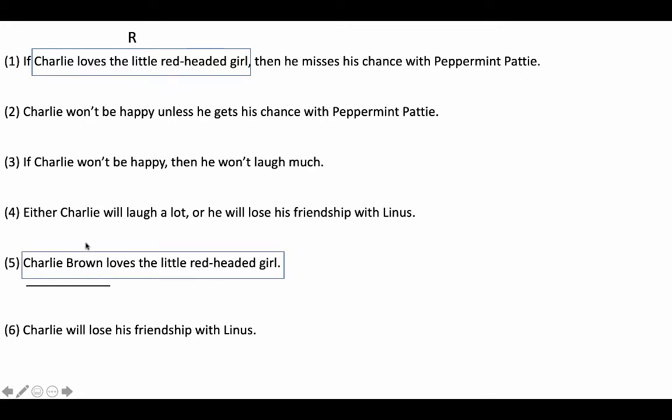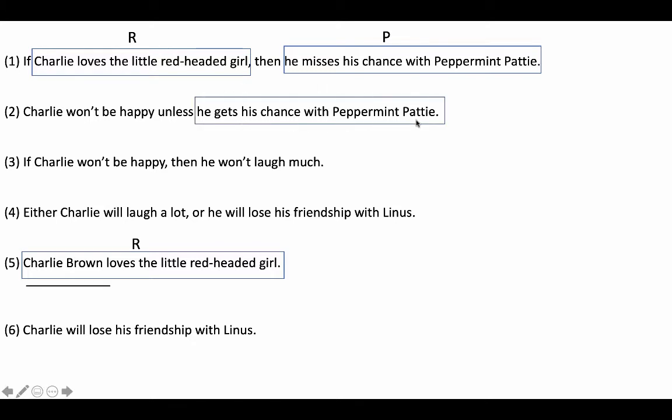Now I look through and I notice that down here in number 5, "Charlie loves the little redheaded girl" occurs again, so I need to make sure I assign it the same letter. Now I'll come back up here. "He misses his chance with Peppermint Patty." I'm going to assign that P. And I look through and I see "he gets his chance with Peppermint Patty" here. That's the opposite of missing his chance, so I'll assign that not P.